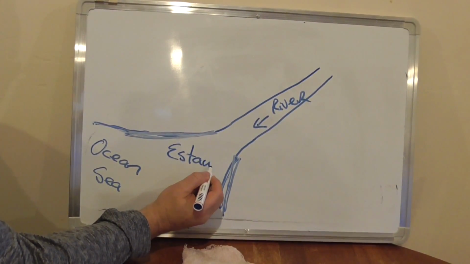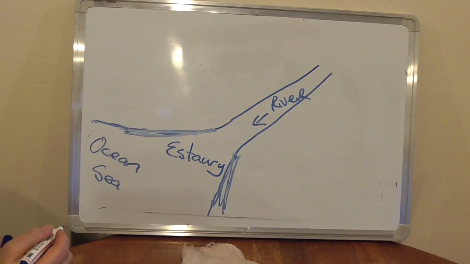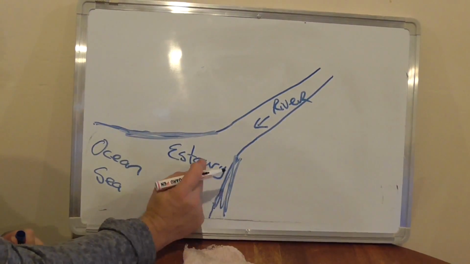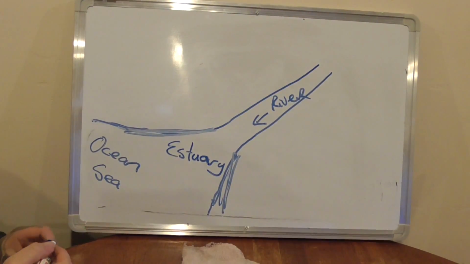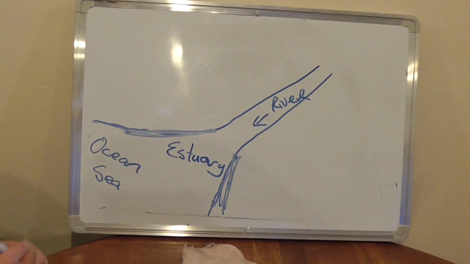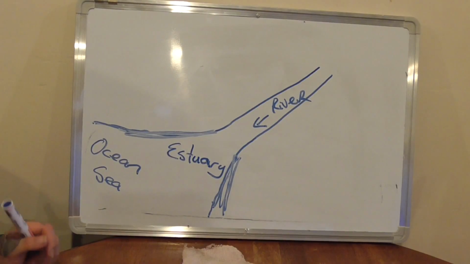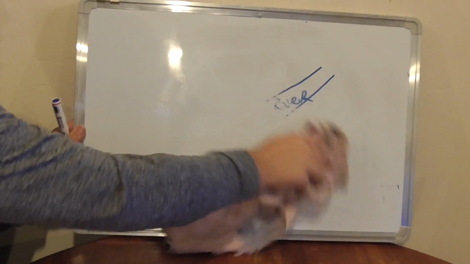I might be spelling it wrong, but it's called an estuary. I think it might be spelled like this, estuary, and that's the part that opens up before it goes into the ocean or the sea. So you might see that on the map, or somebody might be talking about it, and now you'll know what it actually means.